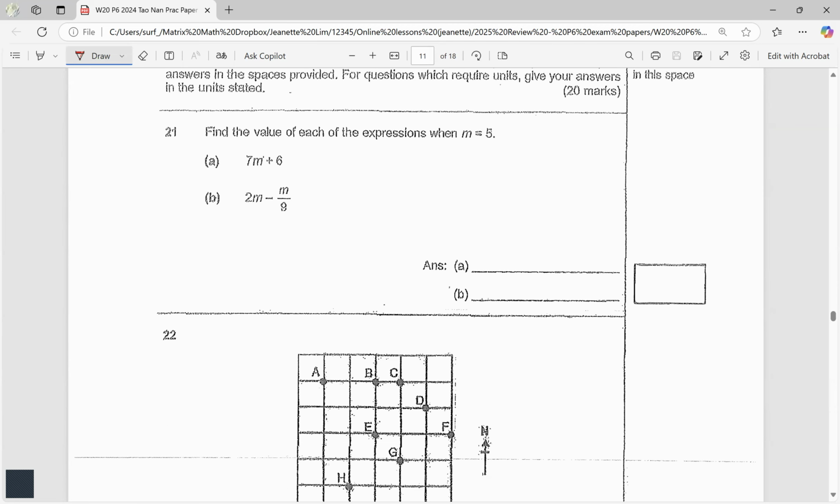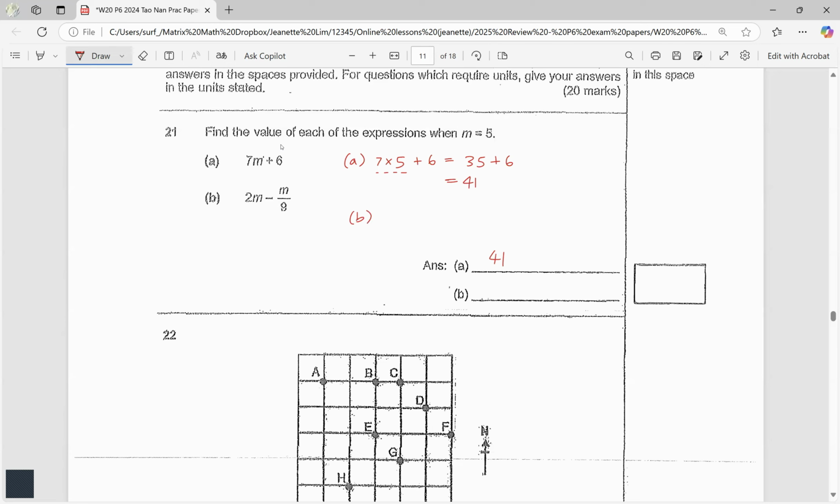Question 21. Find the value of each of the expressions when m is 5. Okay, the first one is the plus sign. So 7m plus 6 means 7 times m, which means 7 times 5 plus 6. Okay, you got multiplication and addition. You're supposed to do the multiplication first. So that's a 35 plus 6, which is 41. So answer for A is 41.